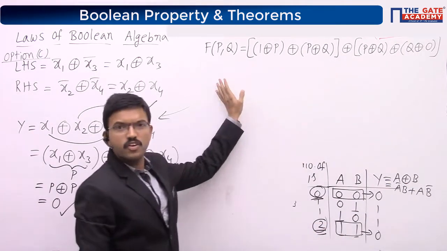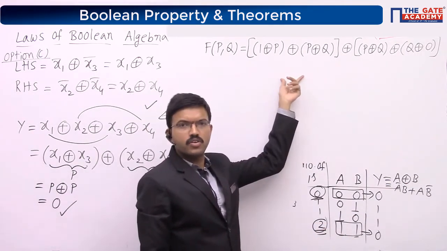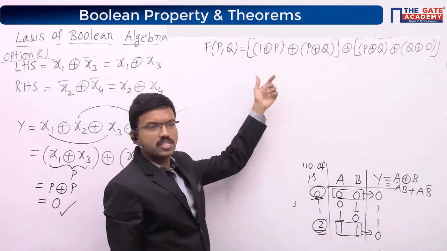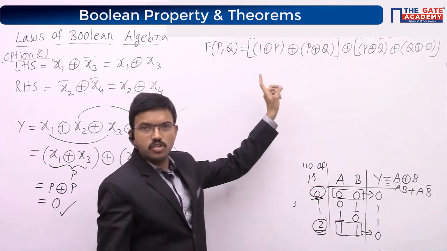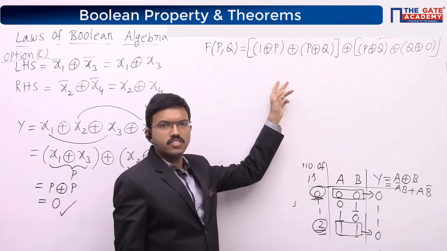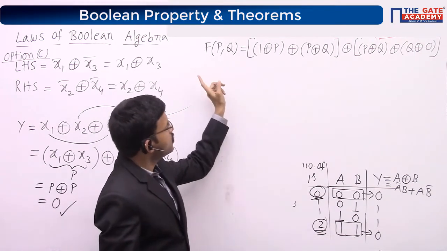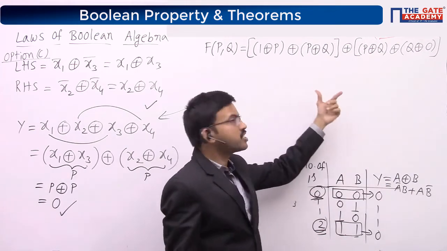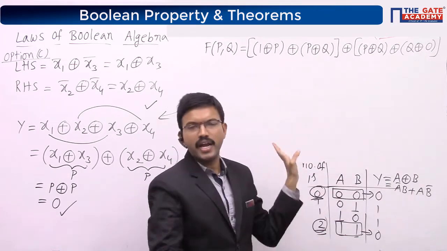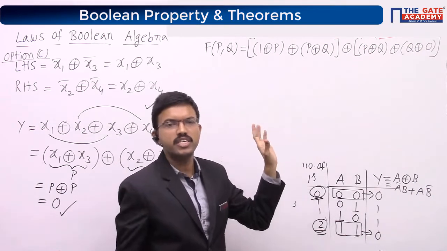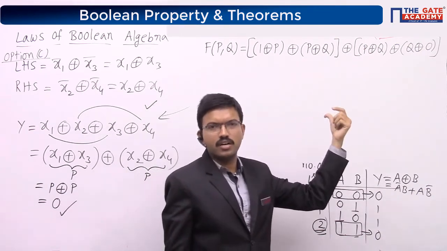He has given f of pq like this. He is asking for the simplified expression for f of pq. As I mentioned earlier, the exclusive OR operator satisfies the associative law. If you observe the entire expression, you have only exclusive OR operations, so whatever brackets he has given, you can forget about them. You can rearrange in whichever order you want.